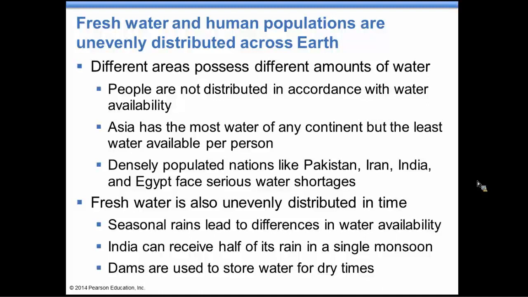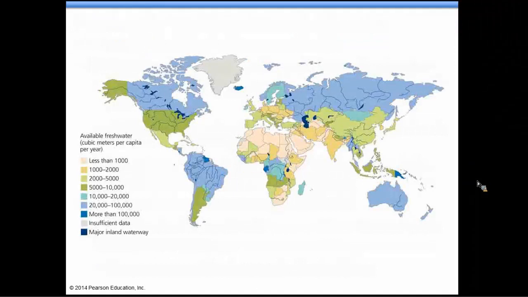Fresh water is also unevenly distributed in time, not just space. Seasonal rains in some areas lead to differences in water availability throughout the year. India can receive half of its rain for the whole year in a single monsoon. Dams are kind of the fail-safe, used to store water for drier times. Here we have a brief picture of the available fresh water per capita per year. In the Middle East, you can see there's less than 1,000 cubic meters, and in America, we have about 5 to 10,000. And in the poles, there's a ton of water up there.